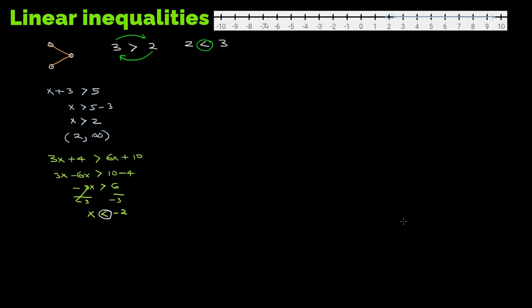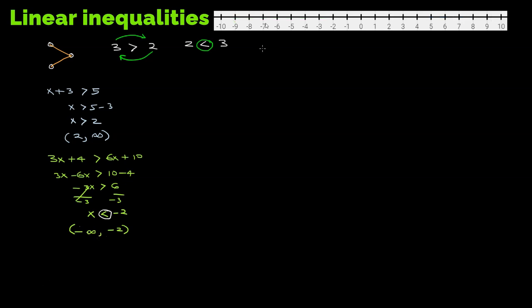If we go ahead and represent this on our number line, x is less than negative 2, an open circle that starts from negative 2 all the way to negative infinity. So in our interval notation, I have negative infinity, comma, negative 2. Always read interval notation from left to right. That's why we start with negative infinity to negative 2.